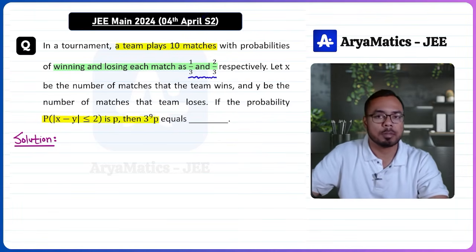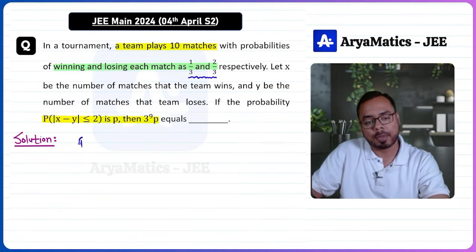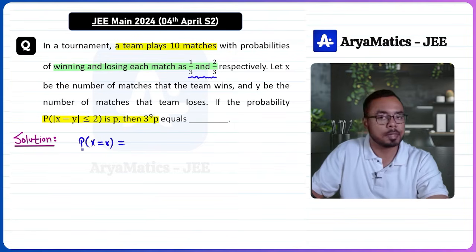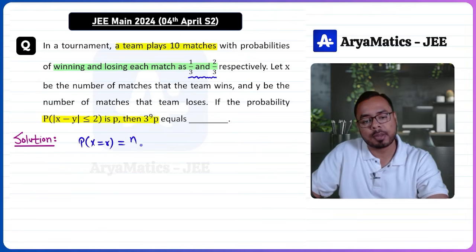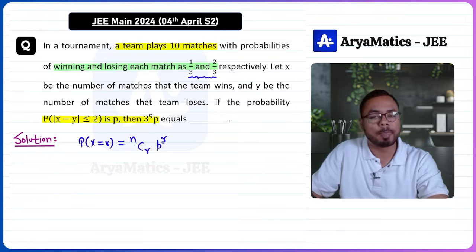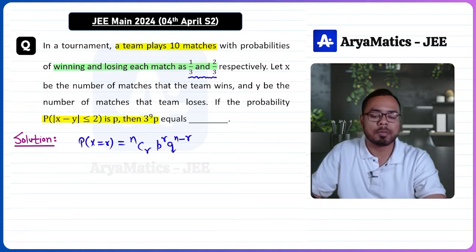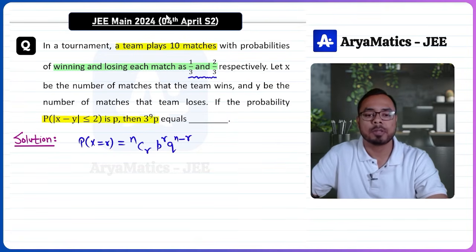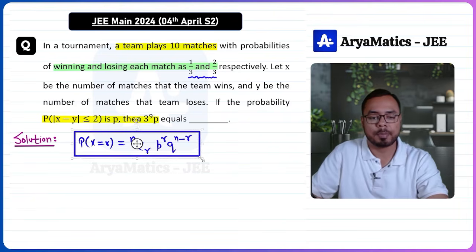We know that if we repeat the same experiment n number of times, then the probability of R successes in n trials, where X is representing the number of successes, is given by the formula nCr, p raised to r, where p is the probability of success, and q raised to n minus r. q is the probability of failure, which is 1 minus p. So this is the standard formula in the case of binomial distribution, right?